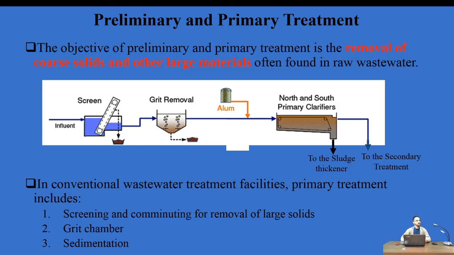We could see in this figure there is a screen at the first step from the left. The first step is a screen, for removing the coarse solids, and after that we'll go to the grit removal or grit chamber. After that we'll go to the primary sedimentation tank or primary clarification. The effluent from primary clarification will go to the secondary treatment.